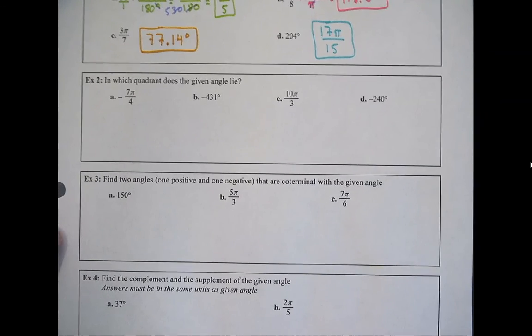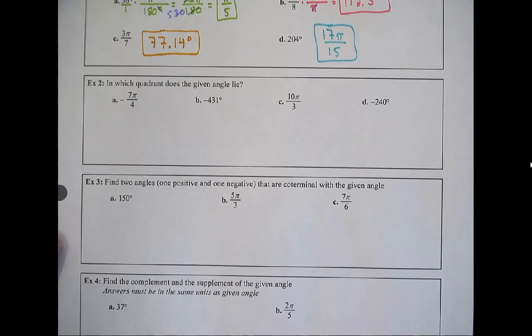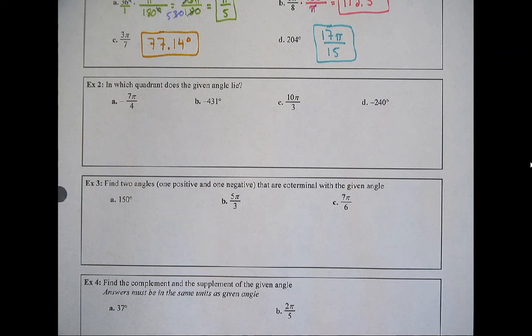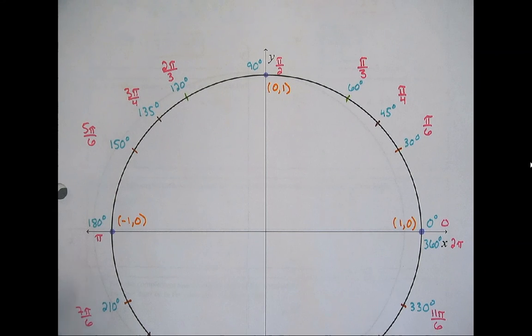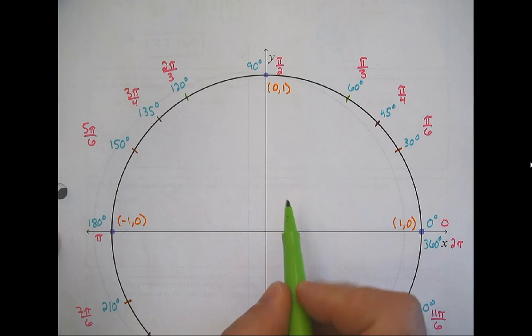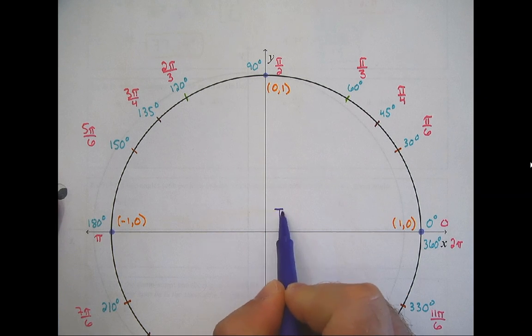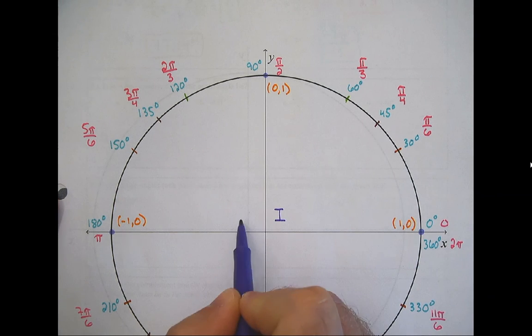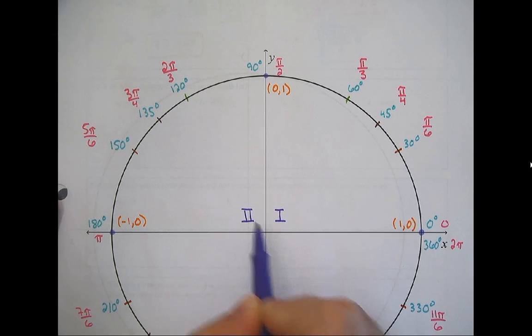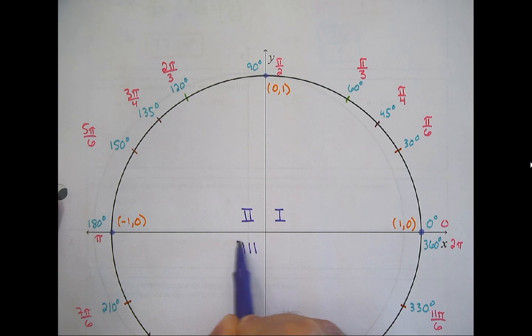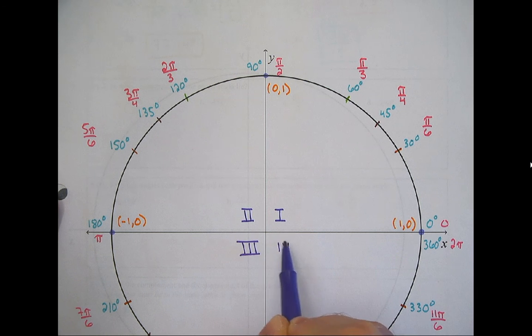All right, next up, in which quadrant does the given angle lie? So let's do a quick review on how quadrants work. Let's actually put it right on our unit circle. So grab your unit circle. We're going to label our quadrants. We call this quadrant 1. And then it counts counterclockwise. This is quadrant 2. This is quadrant 3. This is quadrant 4.